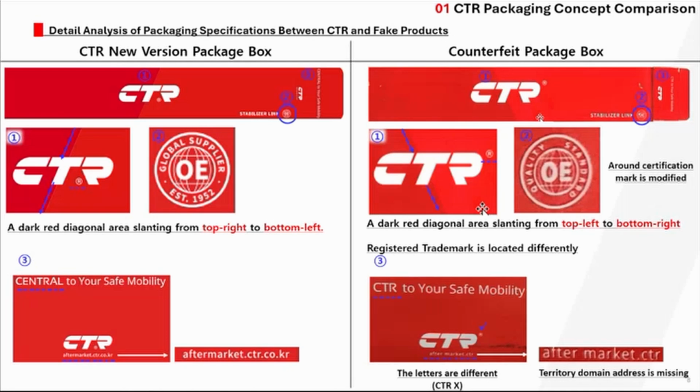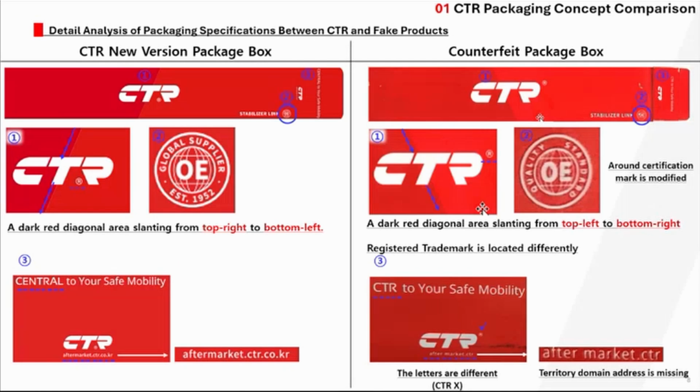Also, note the position of the registered trademark symbol on the CTR logo. It is accurately placed in the genuine version, but misplaced in the fake. Second, focus on the OE certification mark. In the genuine version, the mark is clear and correct, saying global supplier, established in 1952. But in the fake, the surrounding text is changed to something like a quality standard, which is not an official CTR label. The print quality is also much lower in the counterfeit.